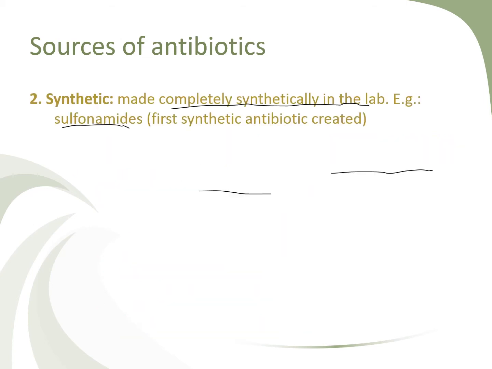The synthetic is used, but is not so spread. We have some that are very useful. The most common is the sulfonamides. It was the first synthetic antibiotic created. Okay, we're gonna talk more about sulfonamides later. So synthetic is when the antibiotic is completely synthetically produced in the lab.